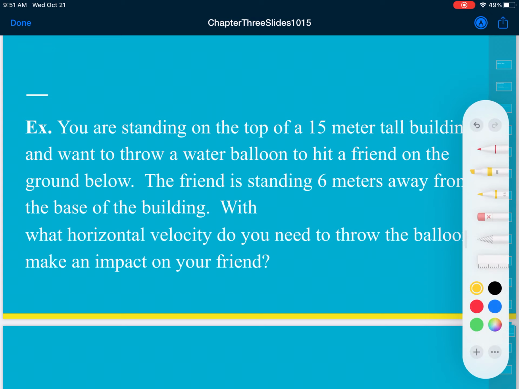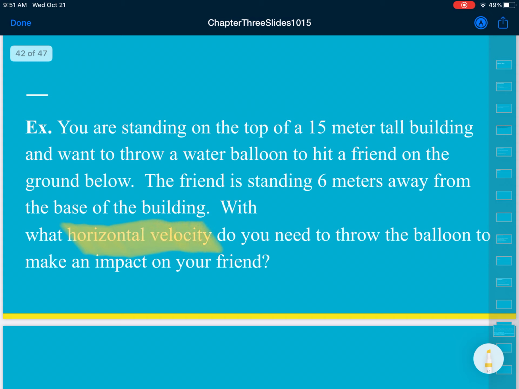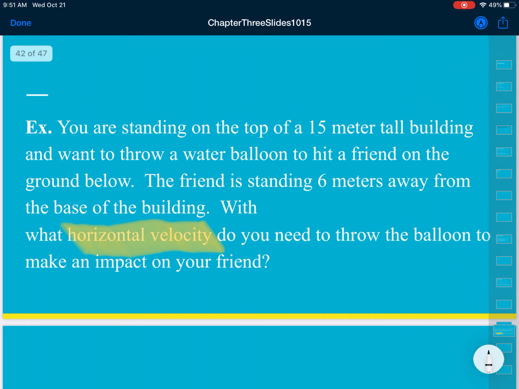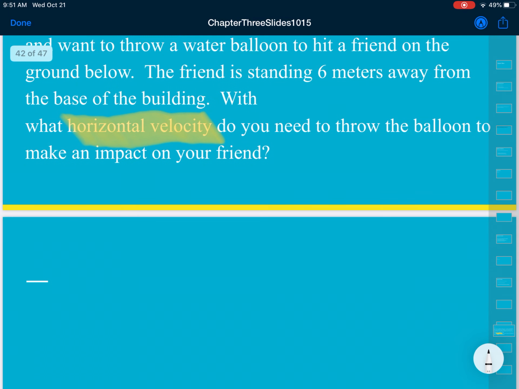Okay, so I'm going to make it known right now: I am looking for horizontal velocity. With what horizontal velocity do I need to throw the ball to make an impact on your friend? What horizontal velocity do you need to throw this water balloon at to get your friend soaking wet? So first thing we're going to do, break things up into the y direction and the x direction.